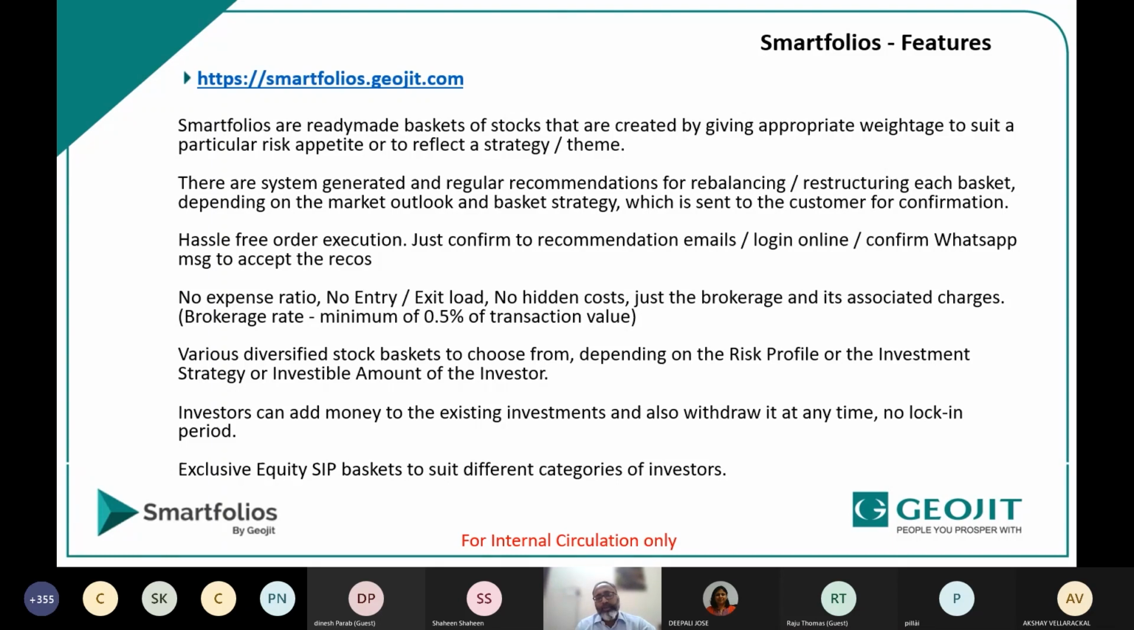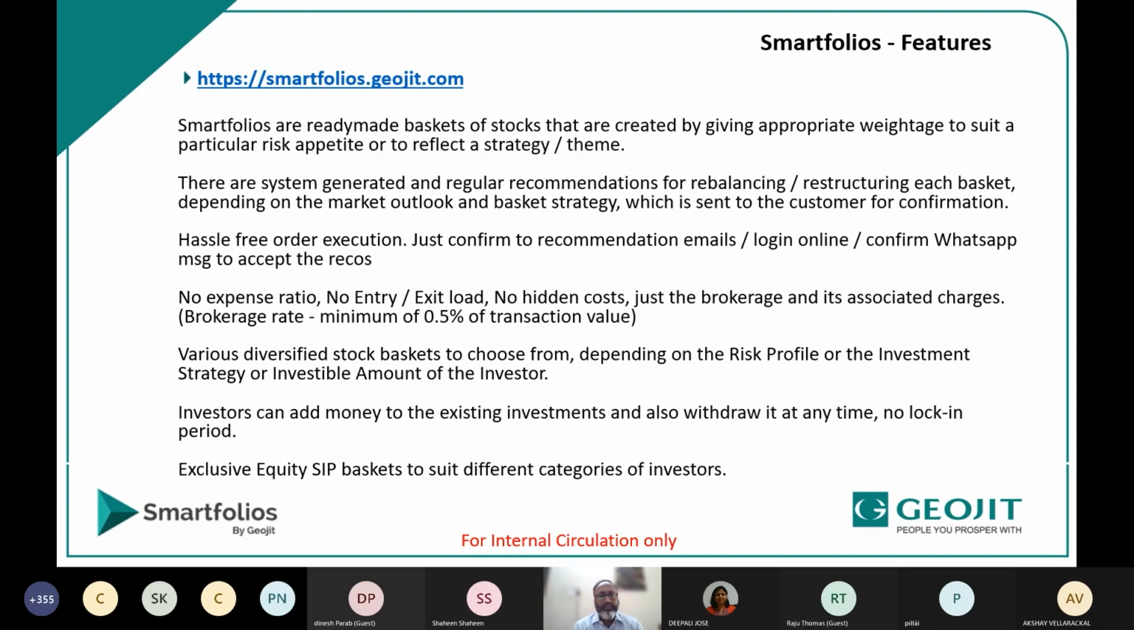We've also restricted ourselves in Smartfolios. When you look at it, you might see around 10 to 11 baskets over here. We could have easily had, let's say, 100, 150 baskets for the clients to choose from, but we did not want to dilute the importance of each basket. So when you come into Smartfolios, you will see that each basket is different from the other, either in terms of risk profile, or investment strategy, or the investable amount that an investor has, or it could be the preferable mode of investment. It could be SIP mode, it could be lump sum mode, it could be anything. So we have restricted ourselves to ensure that each basket is different from the other.